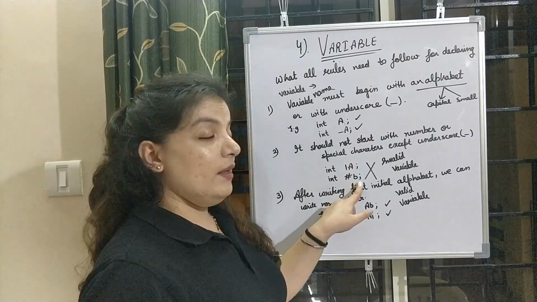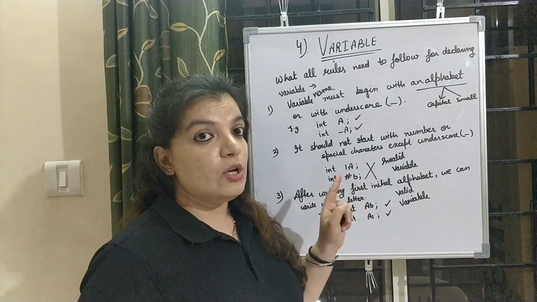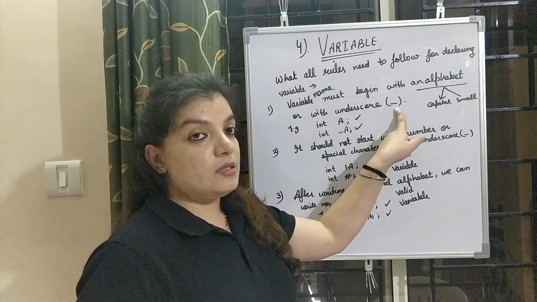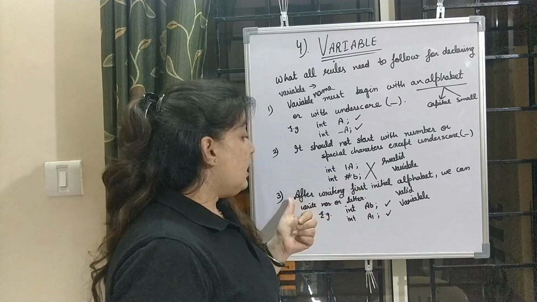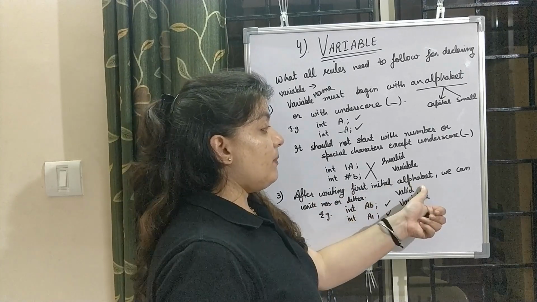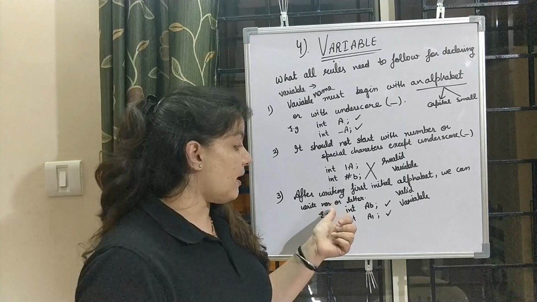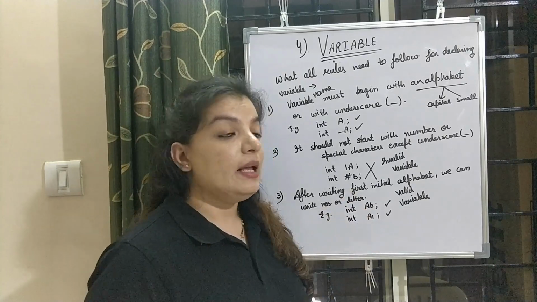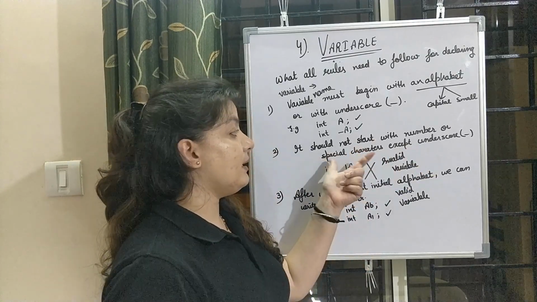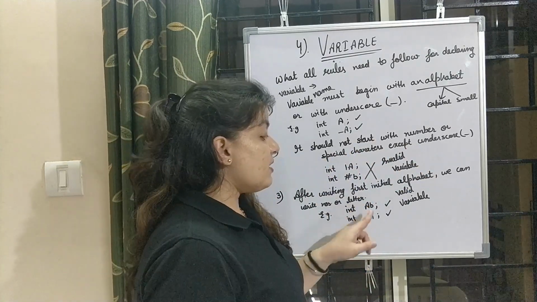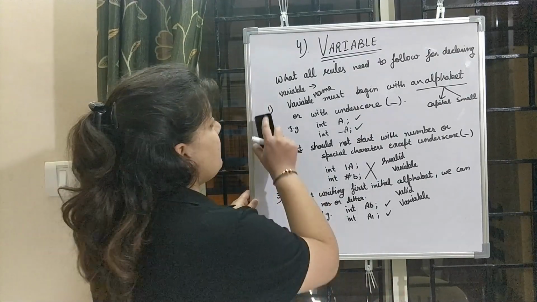And hashtag b, so it is a special character. Only one special character is allowed to declare a variable, which is underscore. So it is also considered an invalid variable declaration. Now after writing the first initial alphabet, we can write any number after this, or we can write any letter after this, but not any other special character. So these are also valid declarations or valid variable creations.